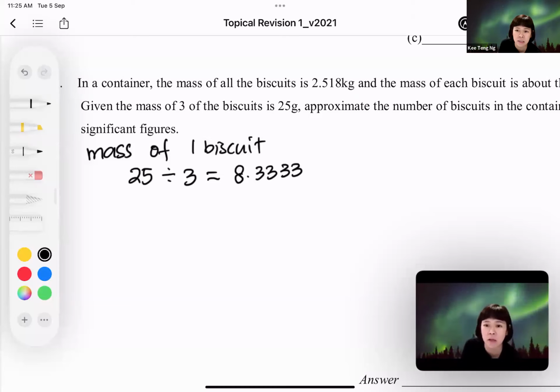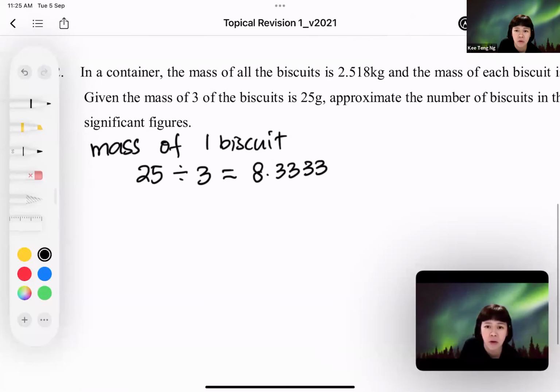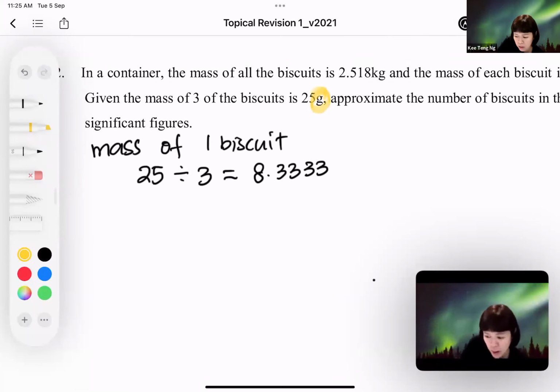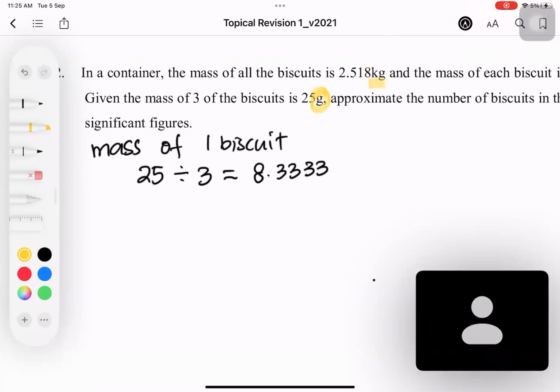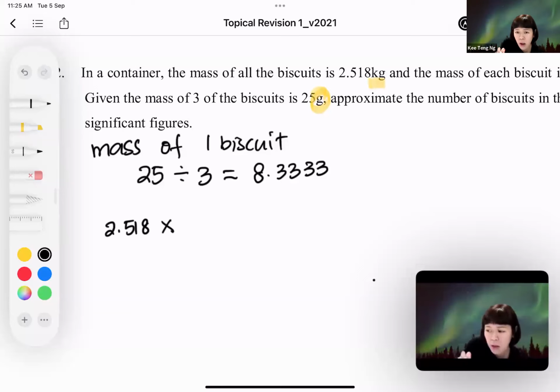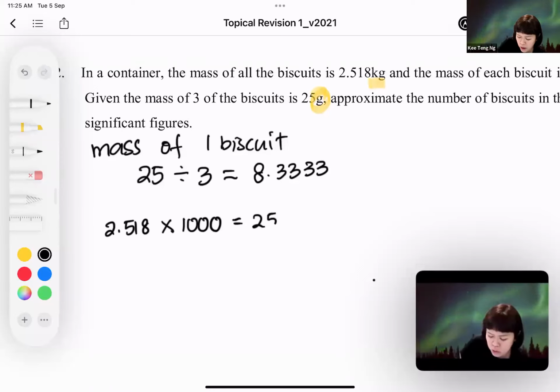Then now I want to calculate the number of biscuits. Approximate the number of biscuits in the container. What unit is this in? Gram, right? What is this unit? Kg. So we must change the kg to gram. 2.518. How to change kg to gram? 1 kg, how many grams? Times 1000. So we get 2518.